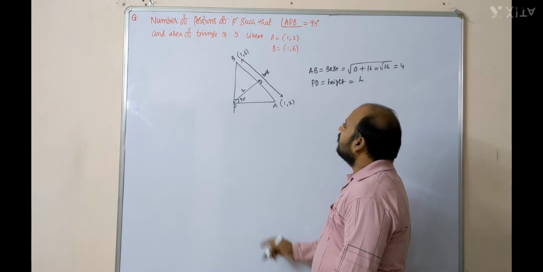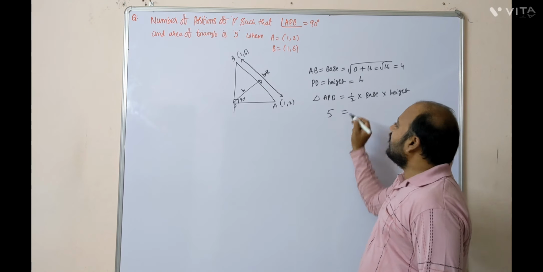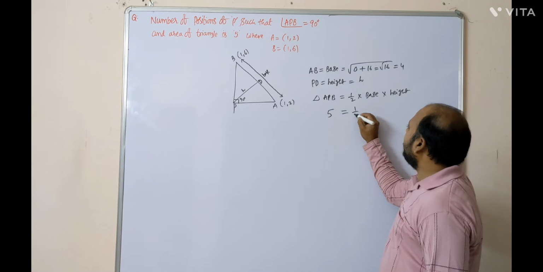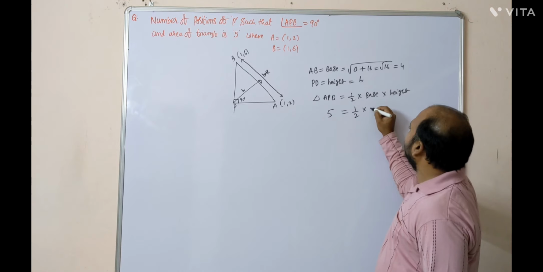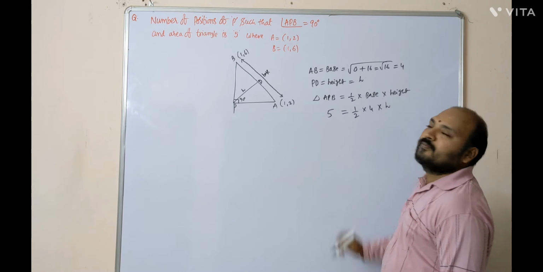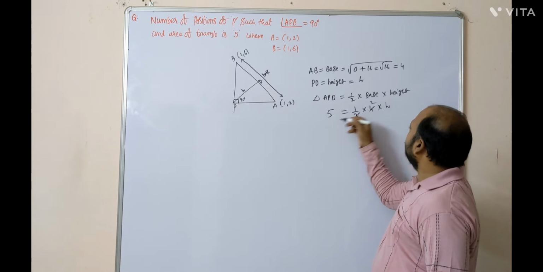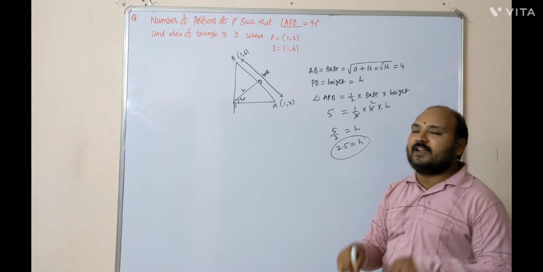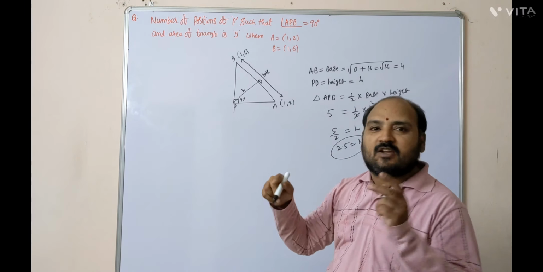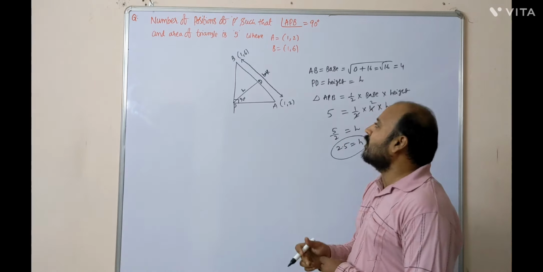But this area is given as 5 units. Area of triangle APB is equal to half into base into height. So that is equal to 5. Half into base value we got as 4, into height we don't know. So 2 ones are 2, 2 twos are 4, 2 we can take this side. 5 by 2 is equal to h. That means 2.5 is equal to h. Based on this we decide whether the point P exists or not, and the number of positions it will come or not.